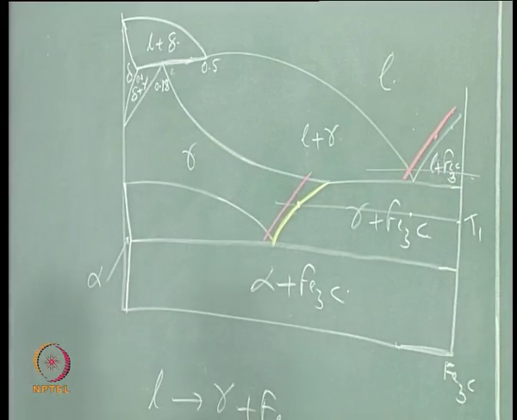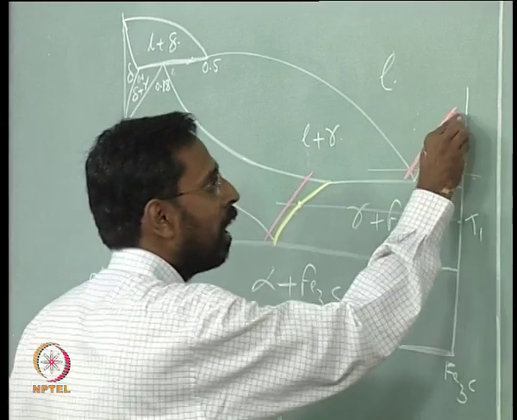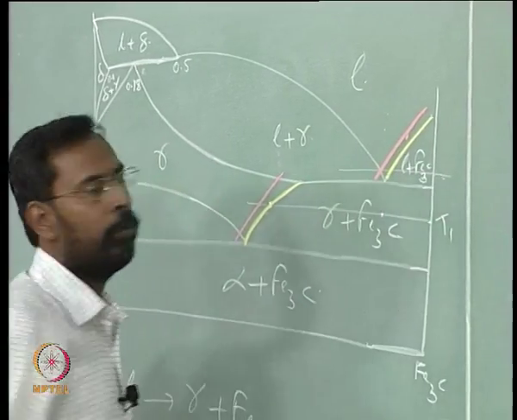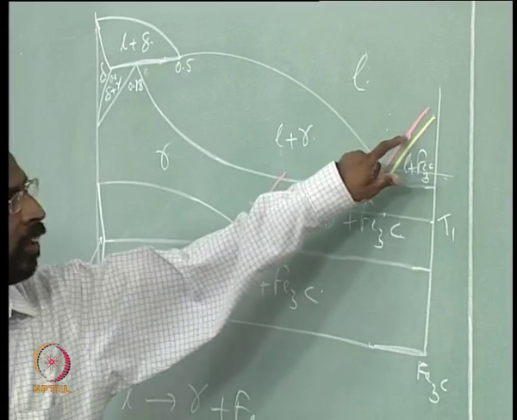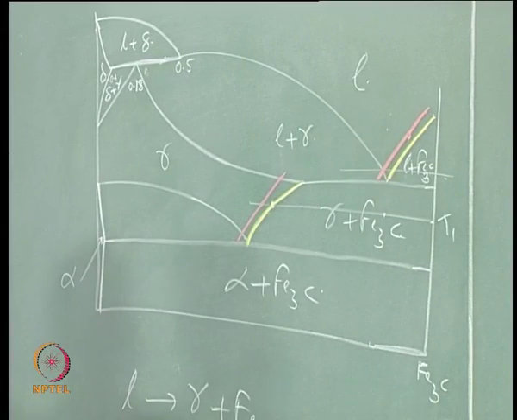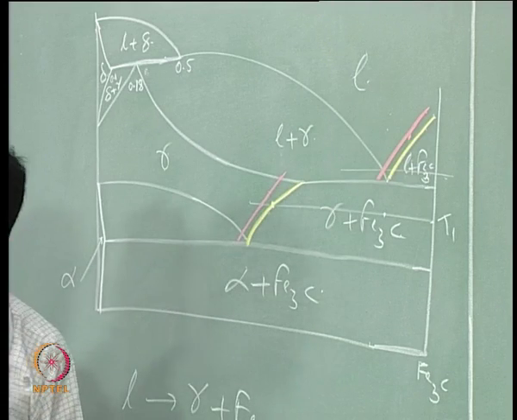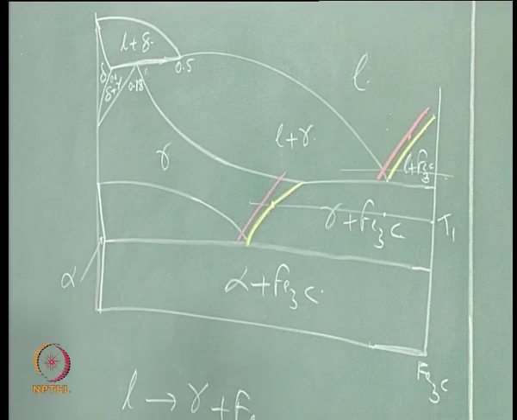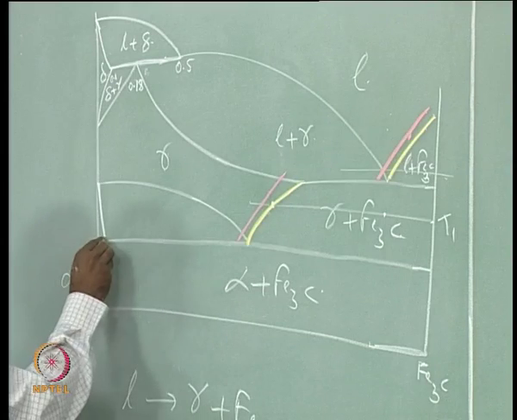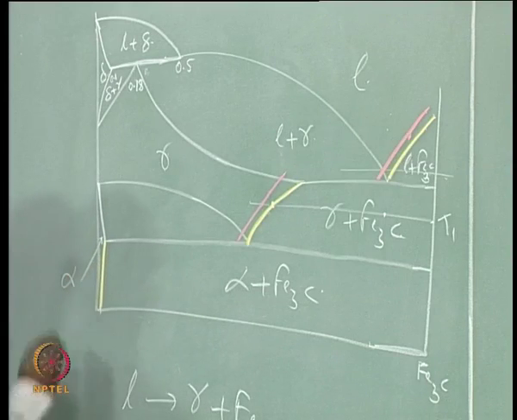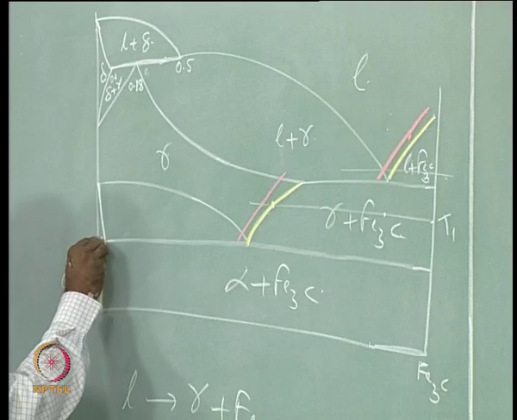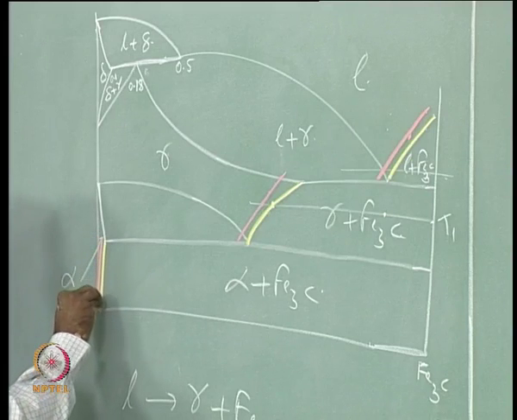the liquidus in equilibrium with the graphite. If this is the liquidus in equilibrium with cementite, this is the liquidus in equilibrium with graphite. And similarly, I can also draw, I will have this, and I will also have this.